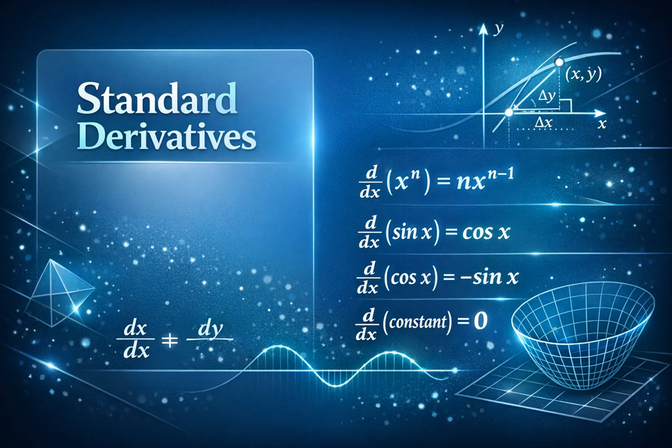Standard derivatives to memorize. The derivative of x to the n equals n times x to the n minus 1. The derivative of sin x equals cos x. The derivative of cos x equals negative sin x. The derivative of any constant equals 0. These formulas save you from using first principles every time.